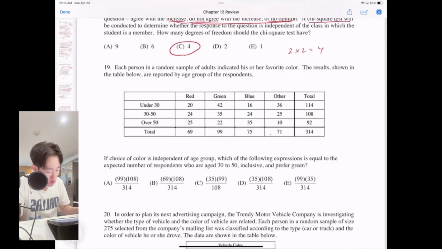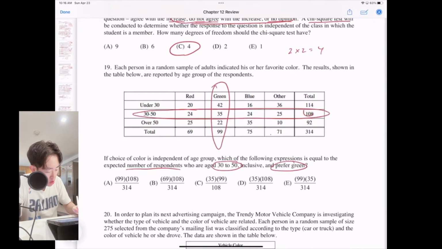Next question, we want to find out the expected number of respondents age 30 to 50 who prefer green. So I'm going to highlight green and 30 to 50. 108, 99, 314. That's A.